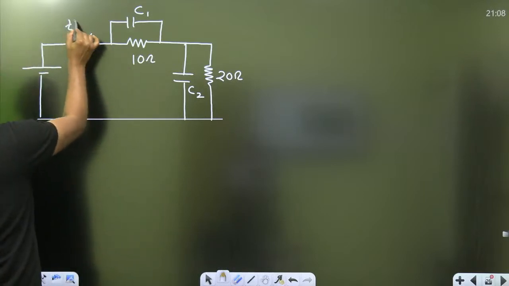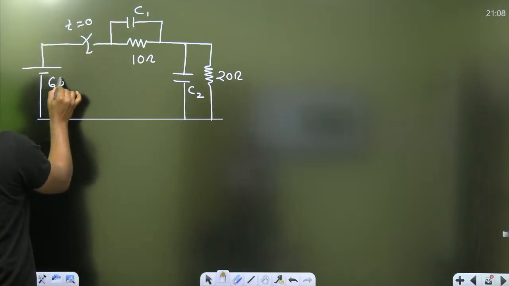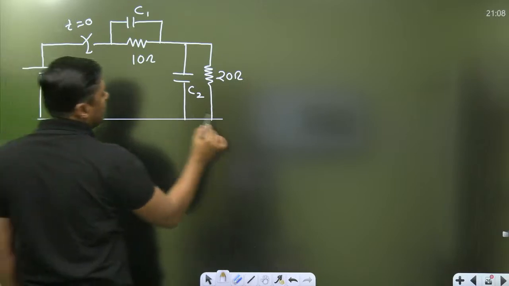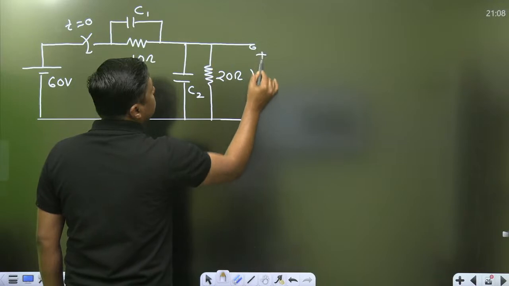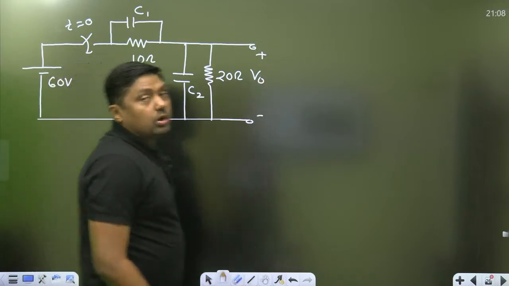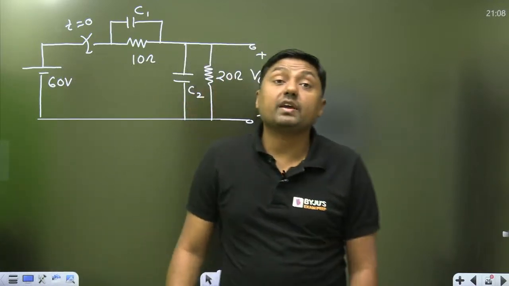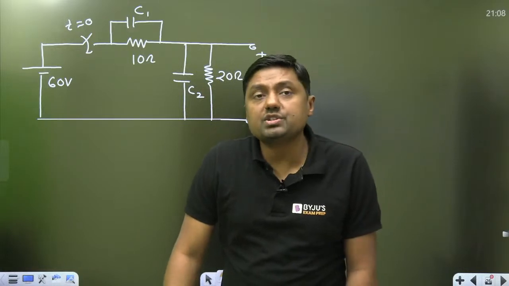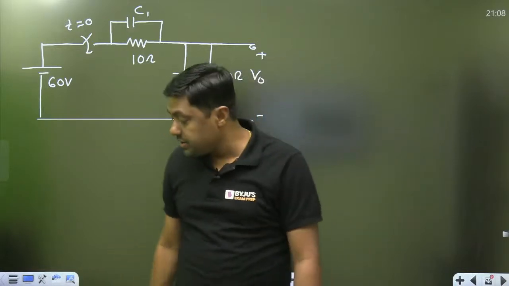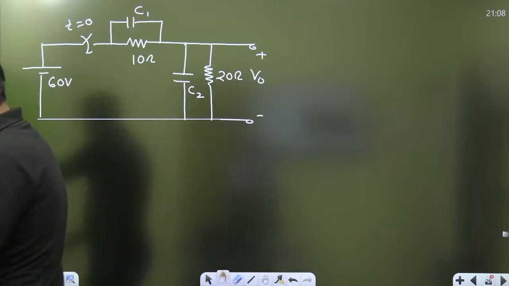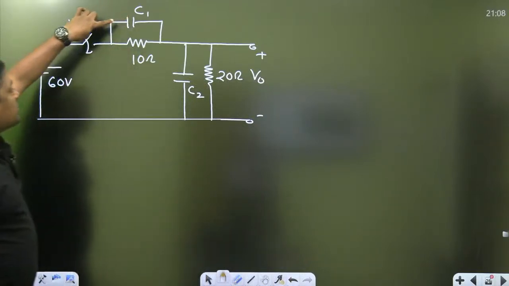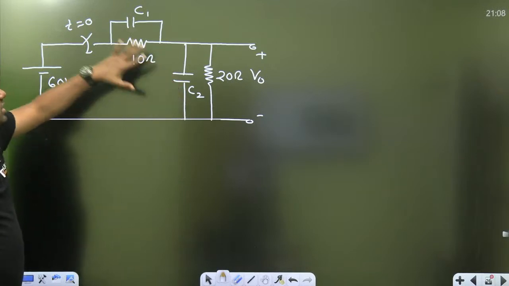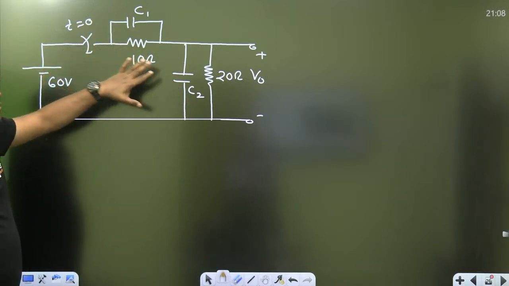Exactly at t equal to 0, the switch is closed, and this is the 60 volt battery. Tell me, what is the initial voltage across the capacitor? This is a very standard question on initial conditions, right? Here we have the capacitor C1, and here the capacitor C2, with 10 and 20 ohm.